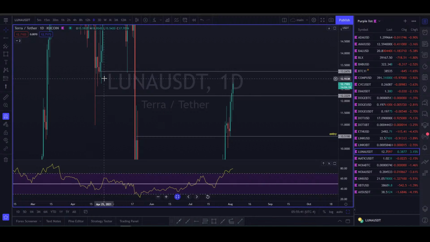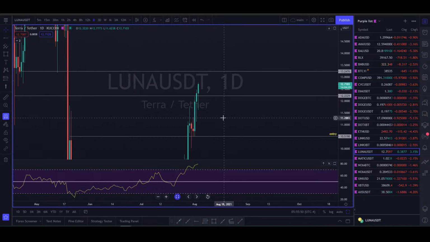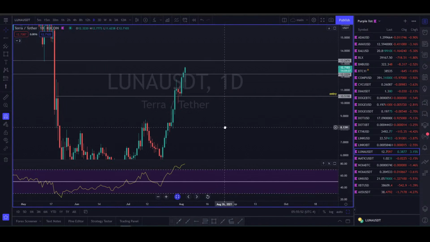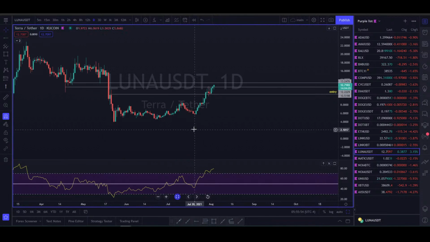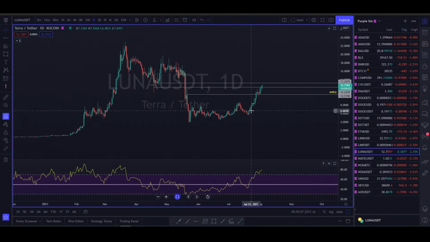However, these wicks might hold as resistance. People do take positions based on wicks. We don't here, but other people do. So, yeah, I'm going to be exiting that position pretty soon and waiting for another pullback so I can get long again. Luna looks good.